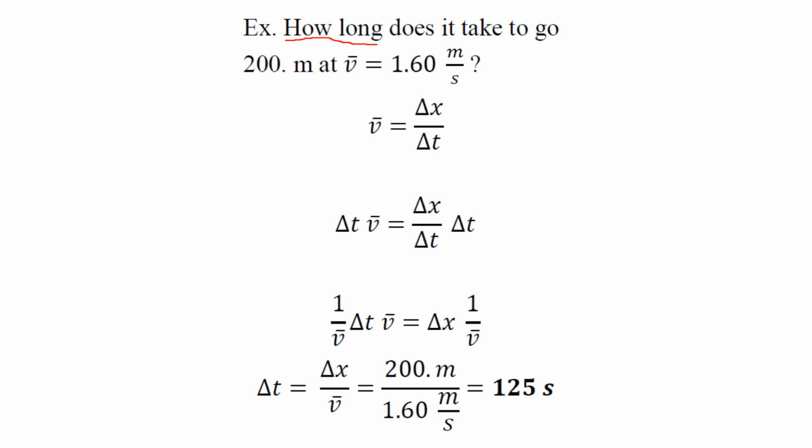And to get an answer in seconds with these two numbers, you can take the 200 meters and divide by the 1.6 meters per second, because when you divide meters by meters, meters go away. And when you divide 1 by 1 over seconds, remember when you divide by a fraction, you multiply by the reciprocal of the fraction. So dividing by 1 over seconds is the same as multiplying by seconds. So if you take 200 meters and divide by 1.6 meters per second, you'll get an answer in seconds.